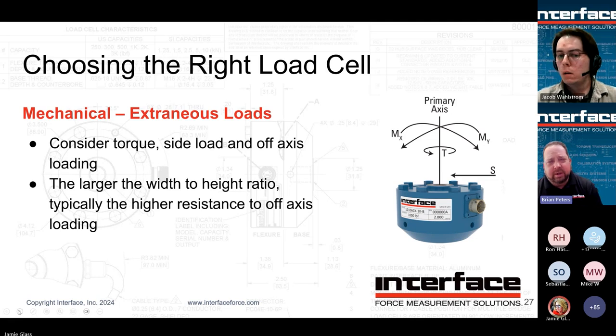Also, as I mentioned earlier, you take into account if you're going to have any extraneous loads. Are you going to have any torque, side load, off-axis loading? Many sensors are better at handling this than others. So it's something to take a look at.